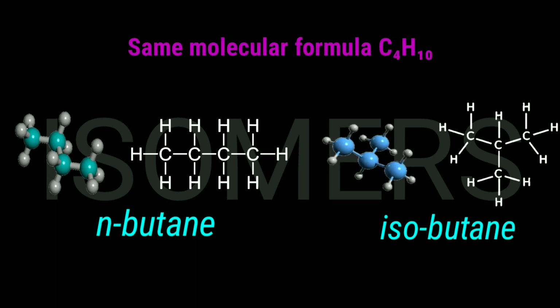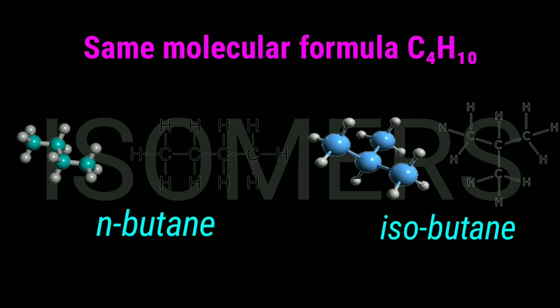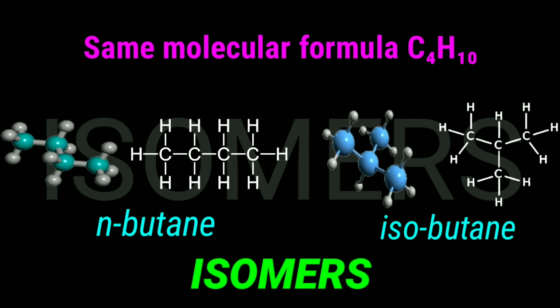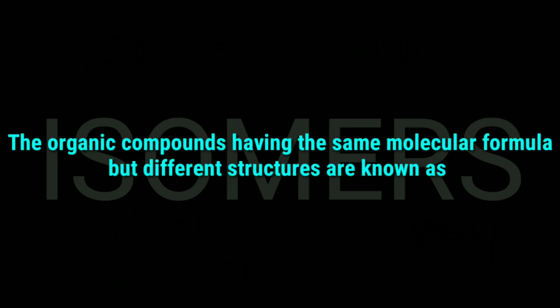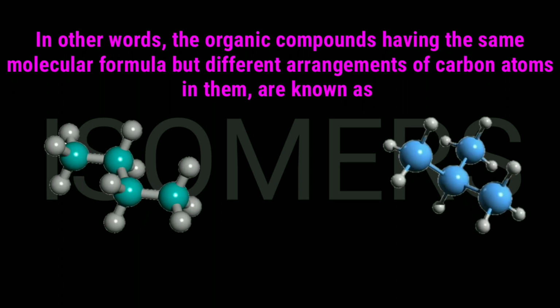We find that both normal butane and isobutane have the same molecular formula C4H10, but they have different structures. They are called isomers. The organic compounds having the same molecular formula but different structures are known as isomers. In other words, the organic compounds having the same molecular formula but different arrangements of carbon atoms in them are known as isomers.